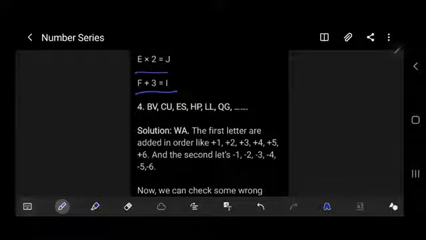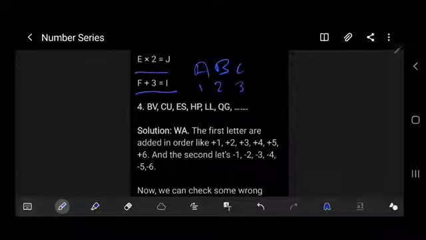Like I said earlier, you have to write A, B, C, D and give the numbering 1, 2, 3, 4. While doing this you'll get it: B plus 1 is C, C plus 2 is E, E plus 3 is H, then plus 4, plus 5 and plus 6. And in the descending order G, thereafter L, thereafter P, thereafter S, thereafter U, and thereafter V. So the things are clear.